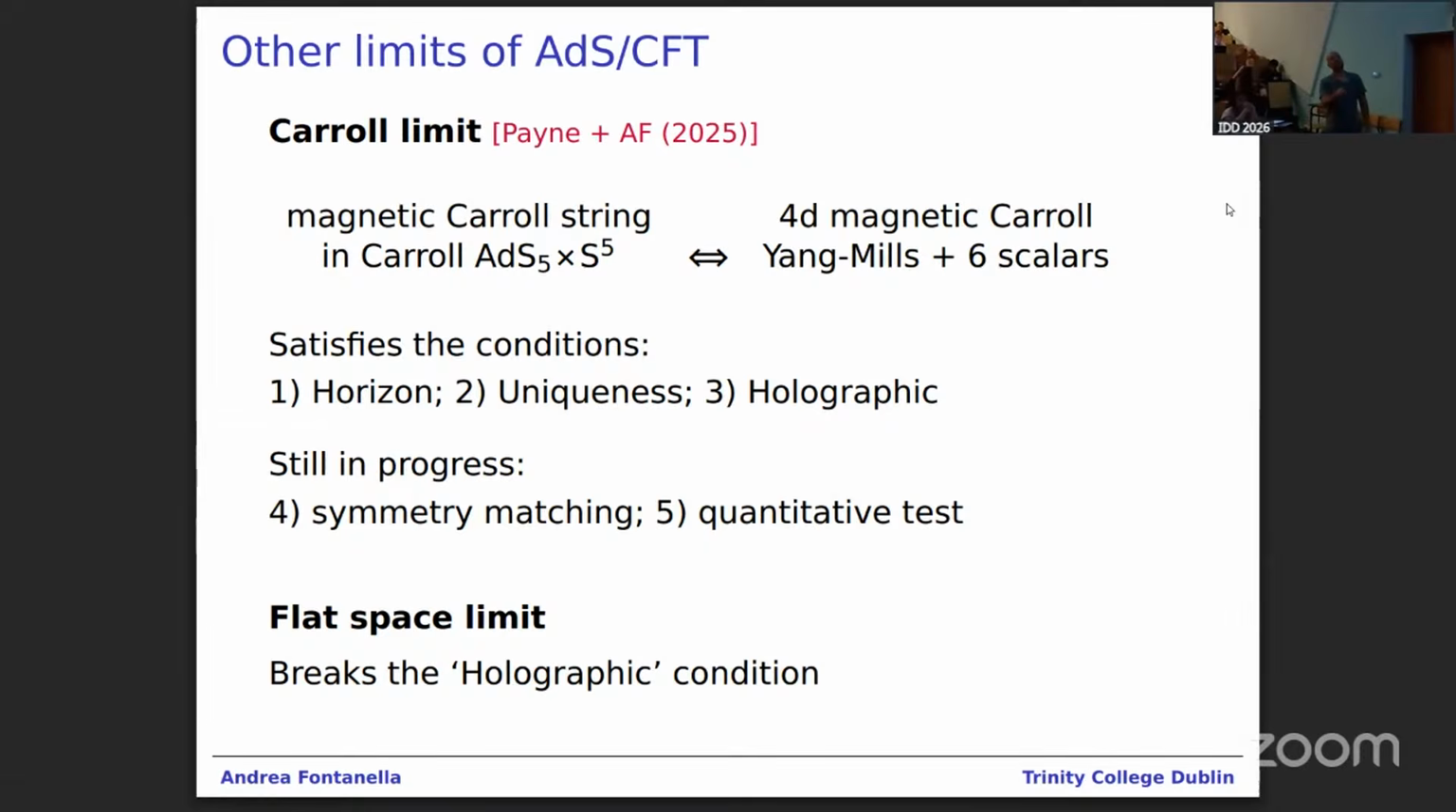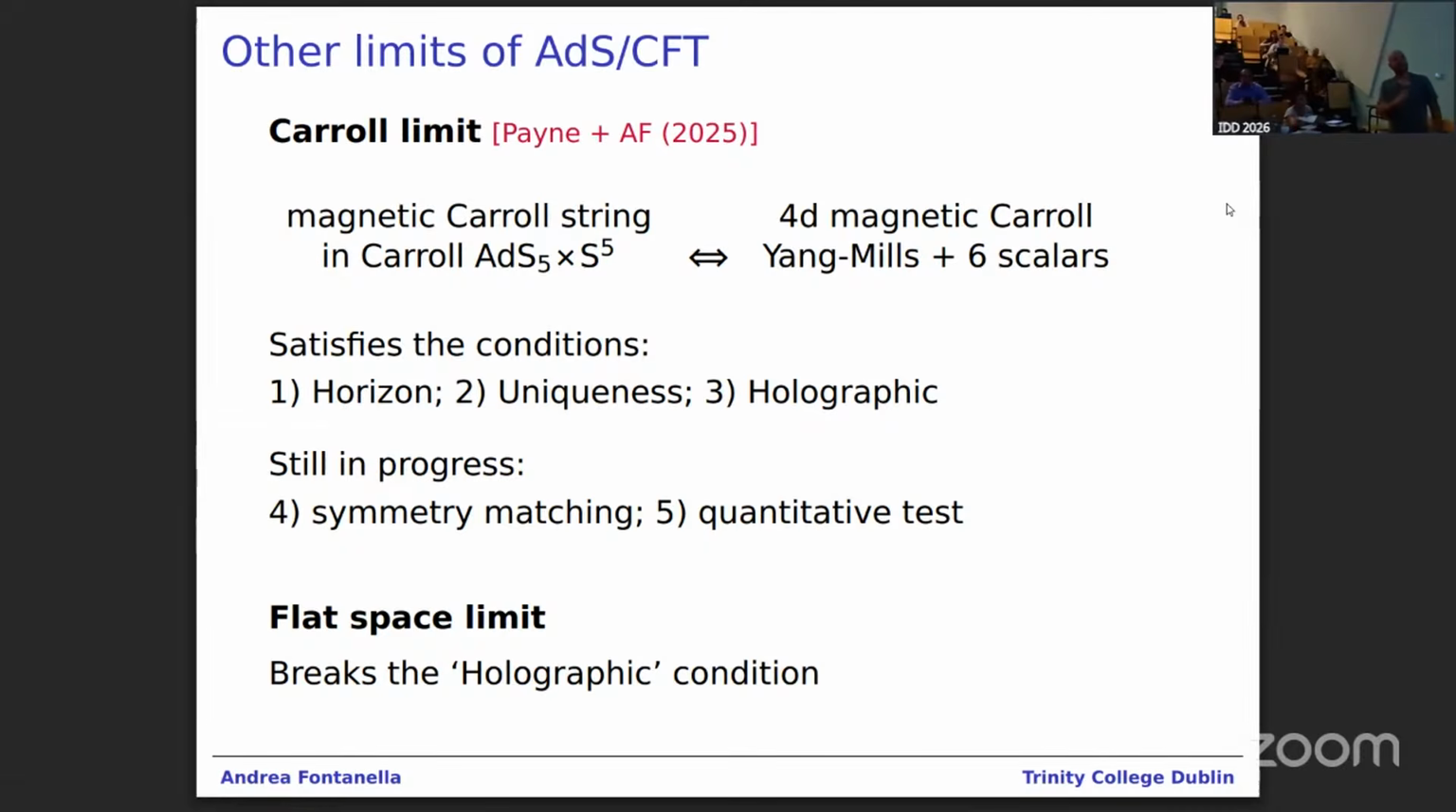And with this proposal, we managed to show that those conditions are satisfied. So there is a horizon for the D3-brane, for the Carrollian D3-brane metric. There is a uniqueness, so the alpha prime commutes with the Carroll limits. And there is a holographic realization, so one is on the Penrose boundary of the gravity theory. What is still in progress is the symmetry matching, and for that we need to first work out the Carrollian type 2B supergravity. And also still in progress is a quantitative test that supports this duality.